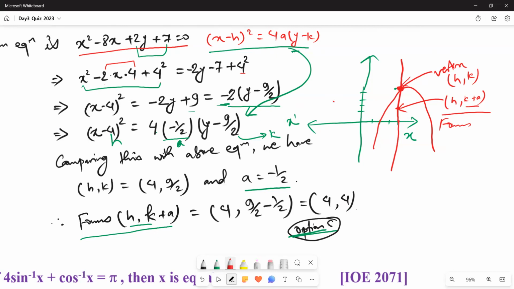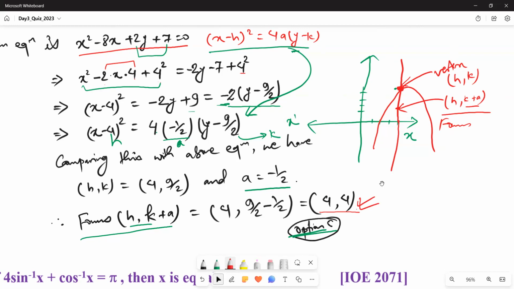Just to make everything clear, I drew this graph, because sometimes there can be questions on whether the graph is concave upward, concave downward, or concave towards the right side or the left side. So in that case also you should be able to answer this question, right? So when you solve 9 by 2 minus 1 by 2, that is 4.5 minus 0.5, that is 4. So we'll have the value of h comma k plus a as 4 comma 4, which is in option C.